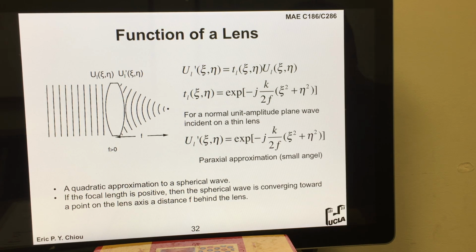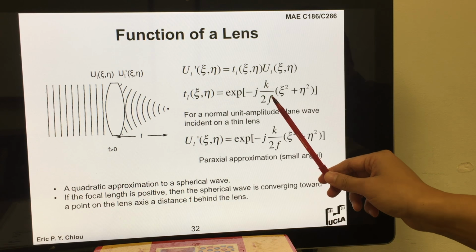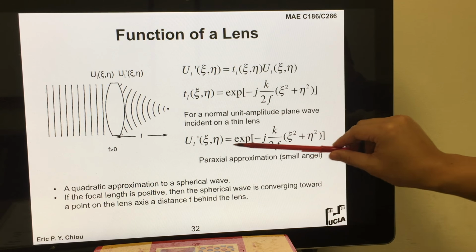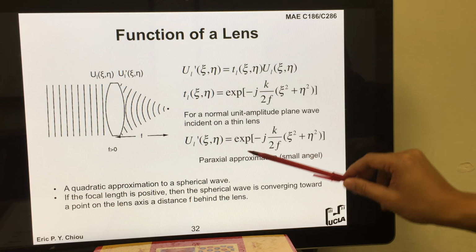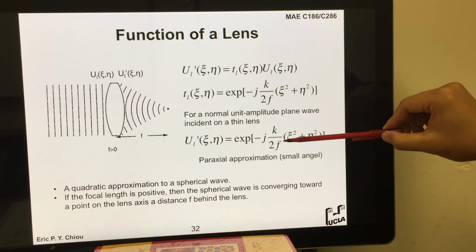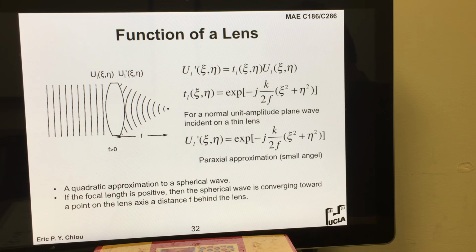Look at this. This phase function describes a spherical wave converging to its focal point with a focal length f here.